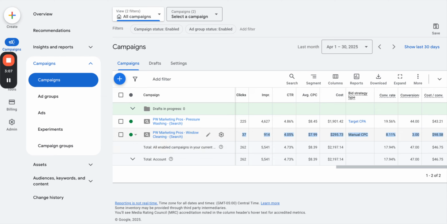It was our first month running the window cleaning campaign, and it probably wasn't in that season, right, guys? It got 37 clicks and 3 leads. Man, I don't like to see that number of $99 per lead essentially. But for pressure washing, they got 225 clicks. They spent $1,900. They got 44 leads, and they're spending $43 per lead.